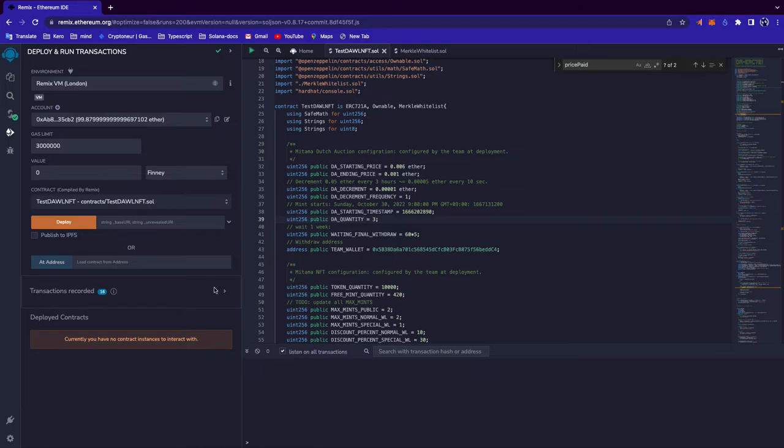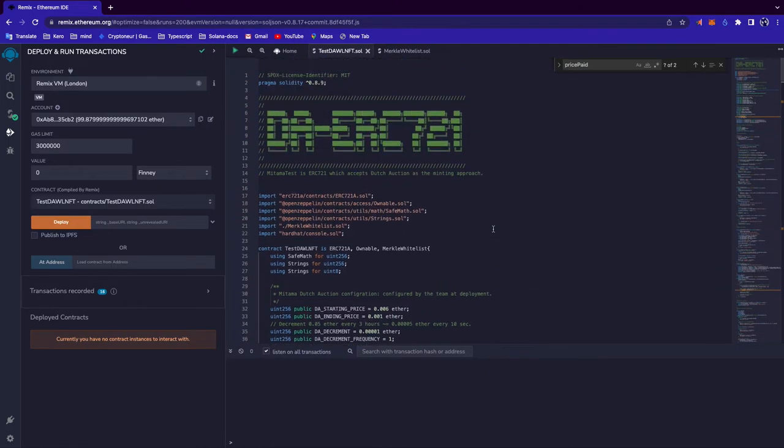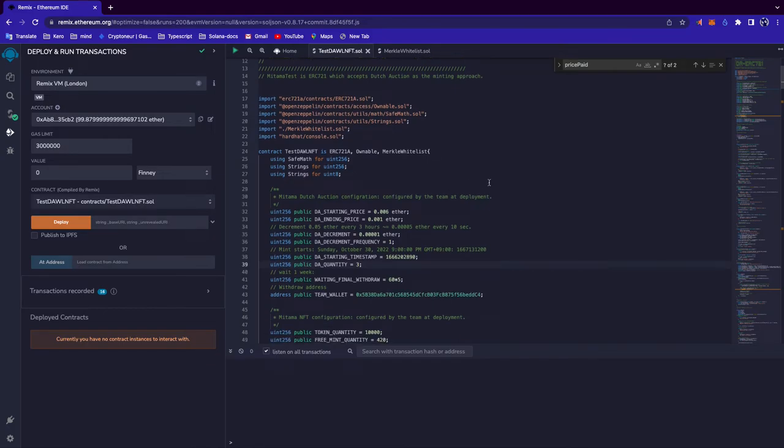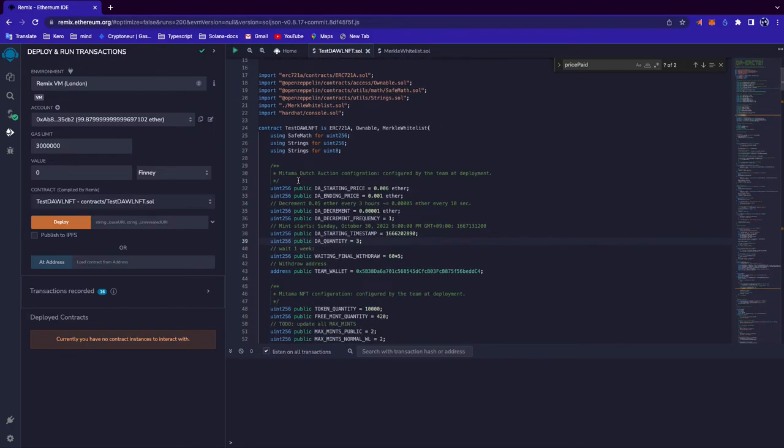Explain how the Dutch auction contract works. First, before we deploy this contract, we will update this configuration. For testing purposes, I added the starting price and ending price like this, and every 1 second the amount is decremented by 0.0001 ether, and the starting timestamp is just 30 seconds before.